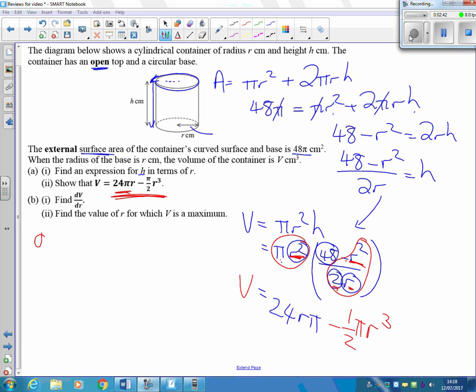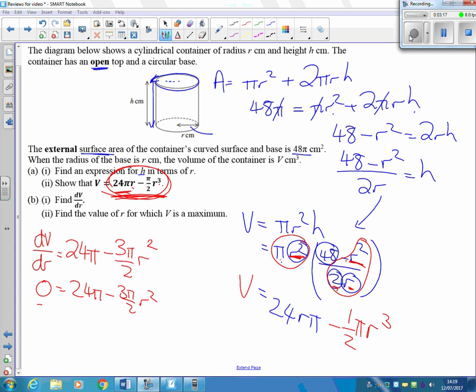We're going to need to differentiate that thing, dV by dr. Now, even if you couldn't have done that first bit, we're just looking at this expression here, and we're differentiating it. That's just got an r there, so that disappears when I differentiate it, and we're just left with 24 pi. Here I'm timesing by the power, and the power's going down by 1. So I've got 3 pi over 2 r squared. To find out when it's its maximum, we want this to equal 0.